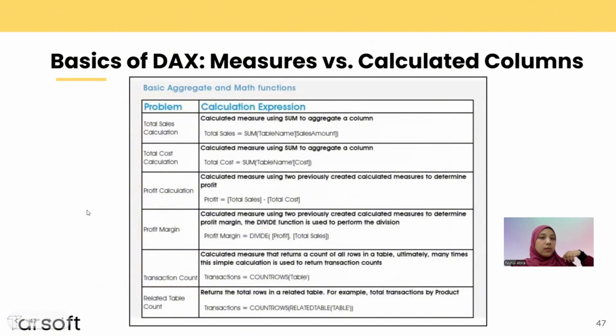So this is a basic expression for both measures and calculated columns. You can use it however you want, actually. Here we have total sales calculation, total cost, profit margin, transaction count, related table count. So if you need a customizable DAX function, you can always ask ChatGPT.